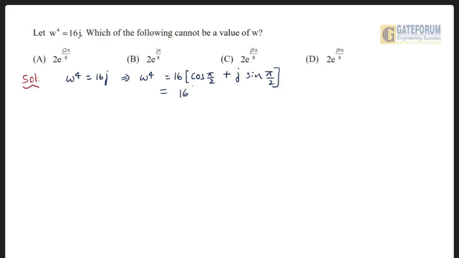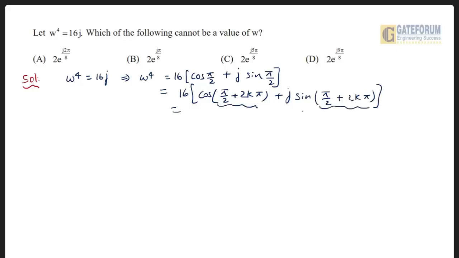Adding 2k pi. Cos(pi by 2 plus 2k pi) plus j sin(pi by 2 plus 2k pi). Okay. We know that cos theta plus j sin theta is e power j theta. That is Euler's representation. So can I write it directly like this? e to the power j times (pi by 2 plus 2k pi).